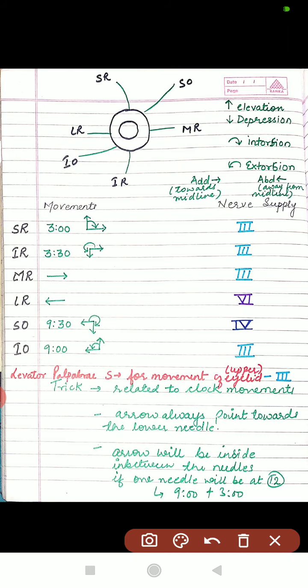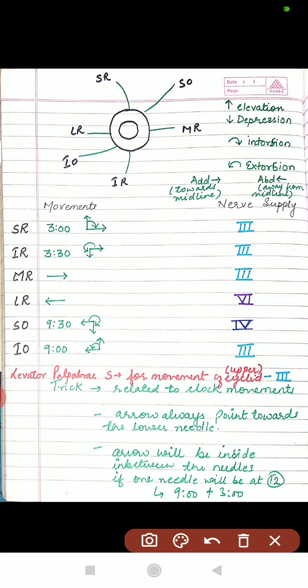Let us talk about the movements related to it. So elevation means upward movement. Okay. Depression means downward movement. That is this one and this one. Intorsion means internal rotation, which will be like this, and extorsion is outward rotation, which will be like this.